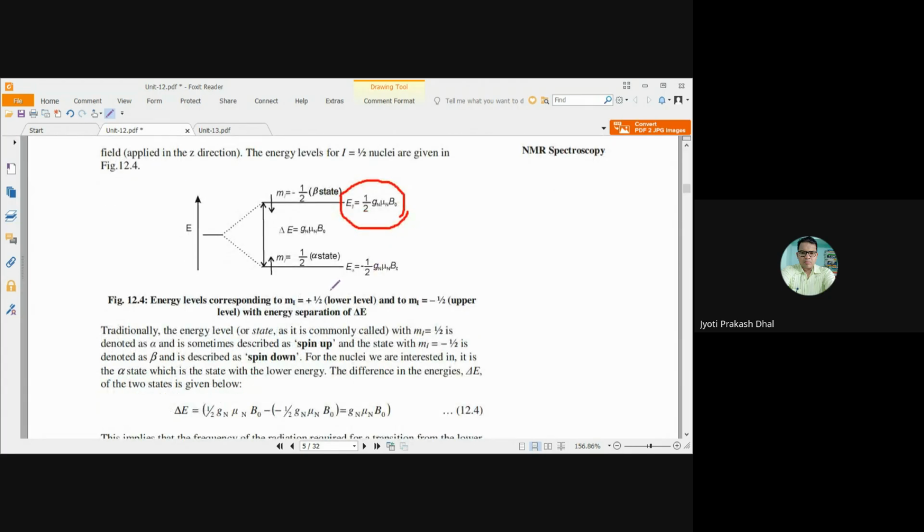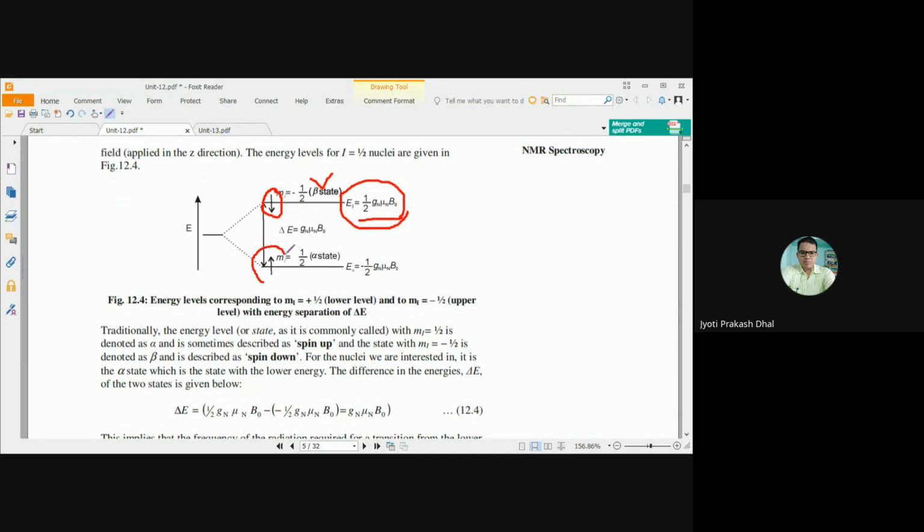Similarly, if it is anti-parallel to the applied magnetic field B0, then its energy will increase, and the value of the energy is called E beta. That is called the beta state, having anti-parallel alignment with the applied external magnetic field B0. In that case, mI equals minus half. Putting the value of mI equals minus half, we can write E beta equals half g_n mu_n B0.